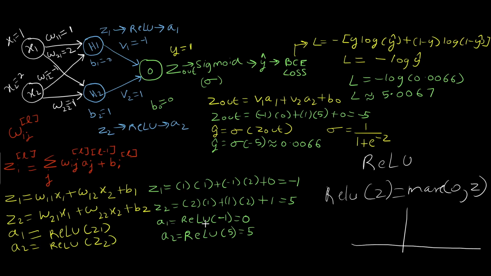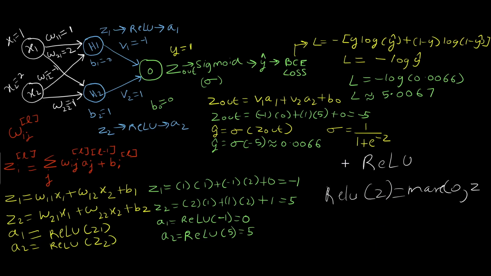So if we have an input, all the negative values would be 0, because the maximum is either 0 or that value. So all the negative values would be changed to 0, and if it's a positive value z, it will be the same as z itself. So if it's negative, it will be 0. If it's positive, it will be same as z. So that's what ReLU does. It introduces non-linearity in this linear pattern.